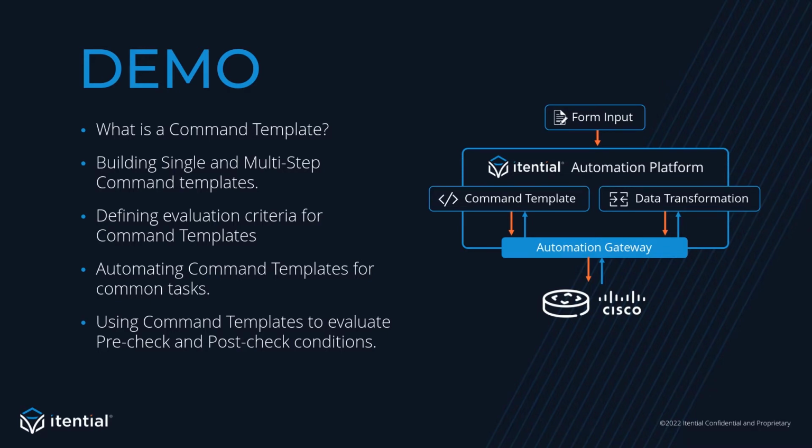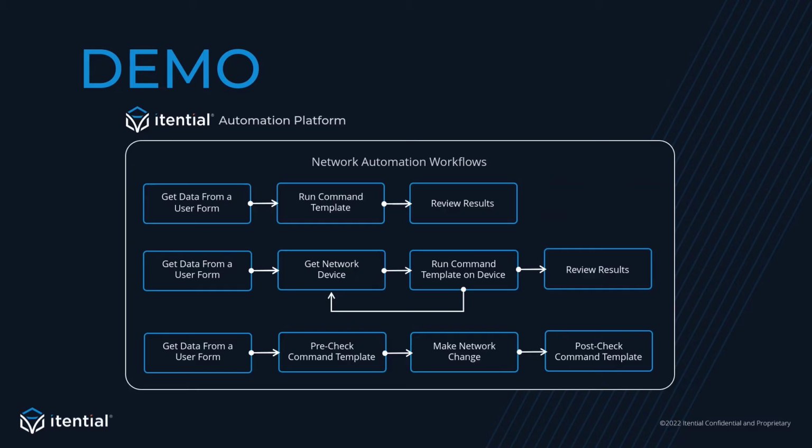Finally, you'll see that command templates are really great to leverage for what we call pre-check and post-check conditions for maybe more complex automations. Command templates in themselves allow us to run show commands and see the state of different network devices. That's also useful when you combine it with making network changes, to understand: is it safe to make a network change? After the change is made, what does the state of the network look like? And compare those things together. So we'll take a look at using the output of command templates to do that.